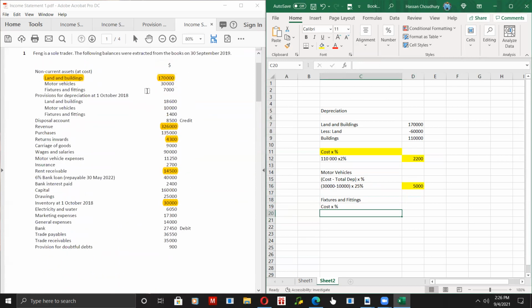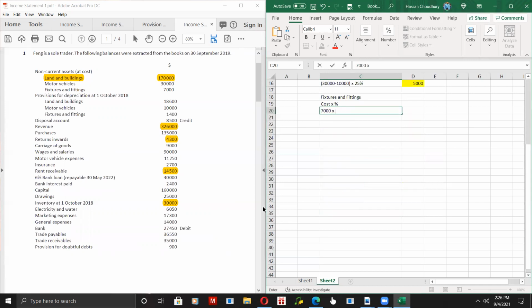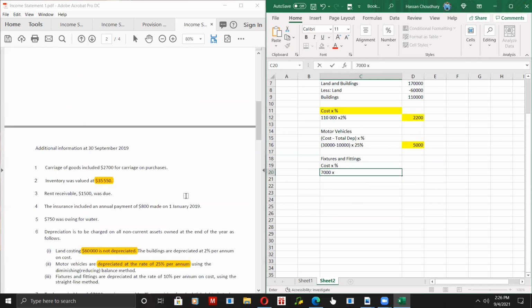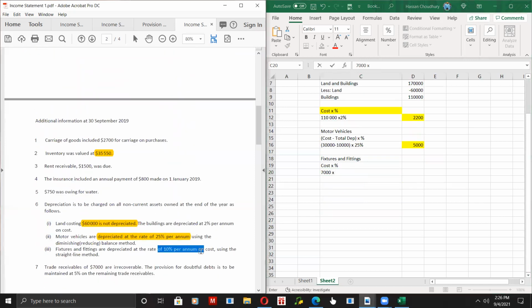Okay, so for fixtures and fittings the formula is cost into percentage. What's our cost for fixtures and fittings? The cost is 7,000. And we multiply it into our depreciation of, I think it's 10%. So you've got your 7,000 into 10%, which is 700. This is your depreciation.